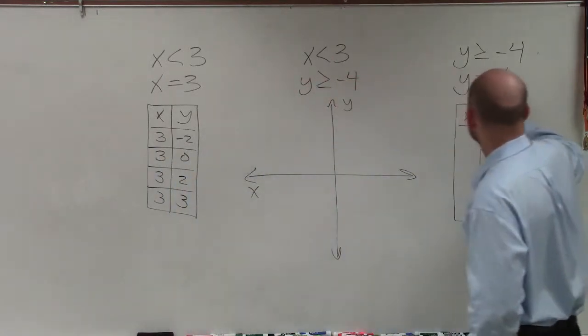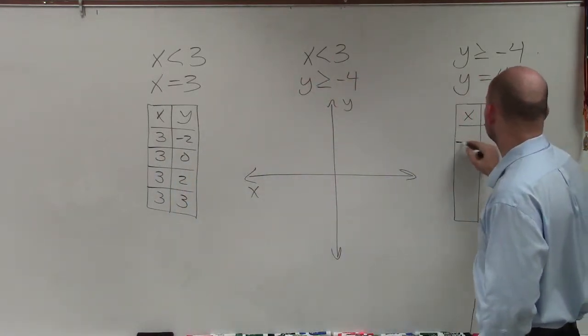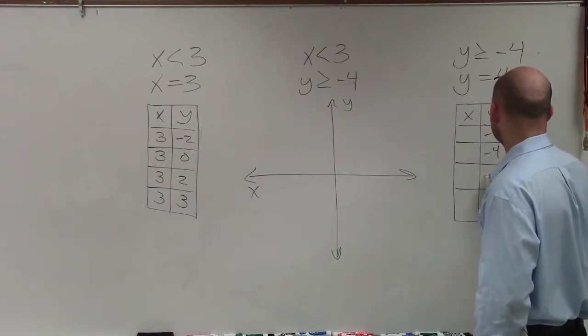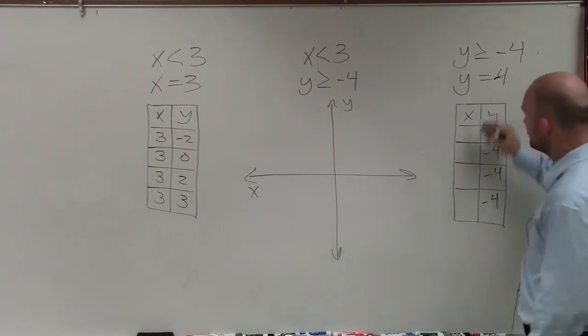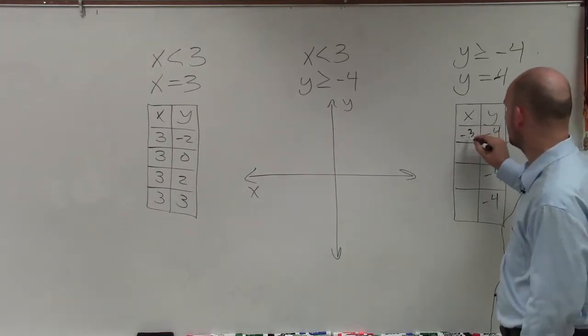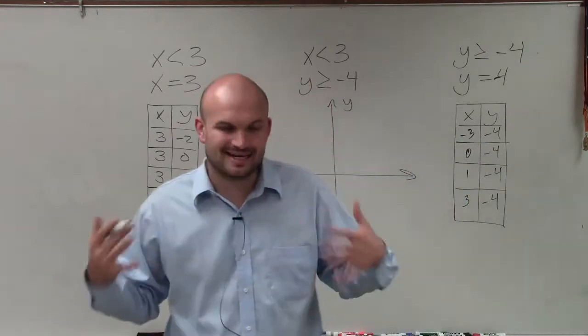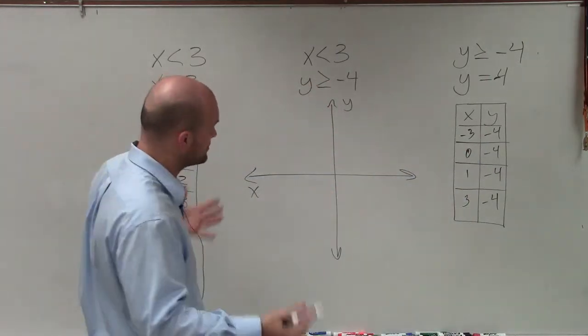Over here, I see that my value of y is always equal to -4. So now I'm just going to plug in -4 for y, and I'm going to choose arbitrary values for x. So -3, 0, 1, 3. And again, it doesn't really matter, but it's a way for us to get an idea of what exactly these graphs are going to look like.